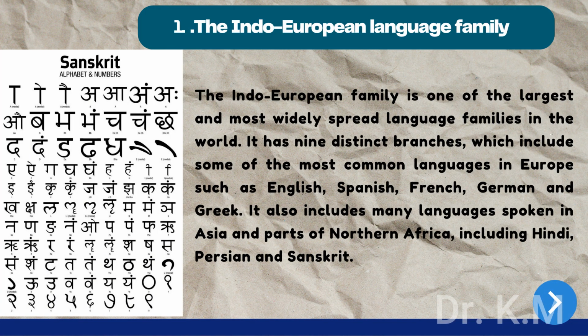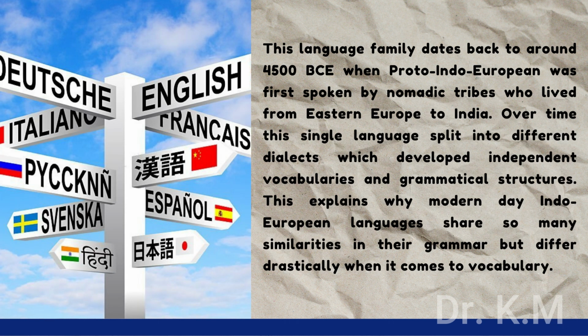1. The Indo-European language family. The Indo-European family is one of the largest and most widely spread language families in the world. It has 9 distinct branches, which include some of the most common languages in Europe such as English, Spanish, French, German, and Greek. It also includes many languages spoken in Asia and parts of northern Africa, including Hindi, Persian, and Sanskrit. This language family dates back to around 4500 BCE when Proto-Indo-European was first spoken by nomadic tribes who lived from Eastern Europe to India.